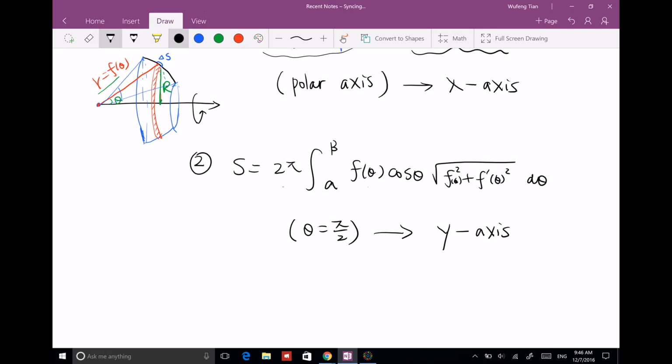It's going to be 2 pi times r cosine theta, because if you draw a picture, now you revolve it this way. If you revolve it this way, you're going to have something like this. And it should be symmetric, like this. But now you're looking for the middle area of this one.